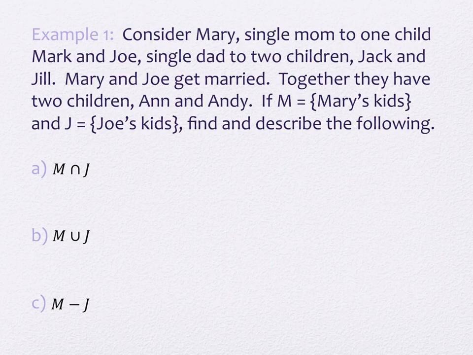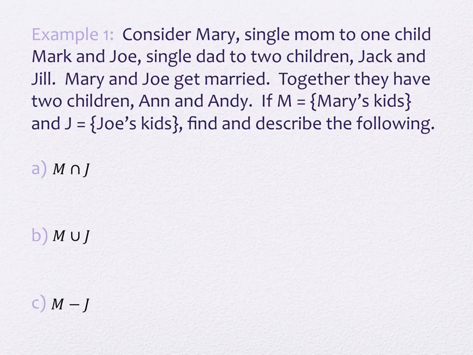Consider Mary, single mom to one child, Mark, and Joe, single dad to two children, Jack and Jill. Mary and Joe get married, and together they have two children, Anne and Andy. If M is Mary's kids and J is Joe's kids, find and describe the following. All right. M is Mary's kids, J is Joe's kids.